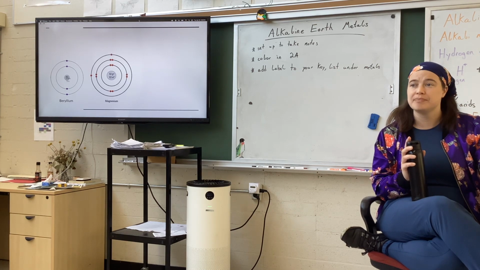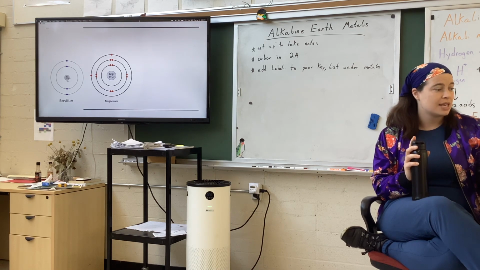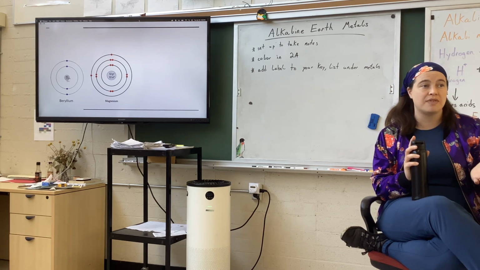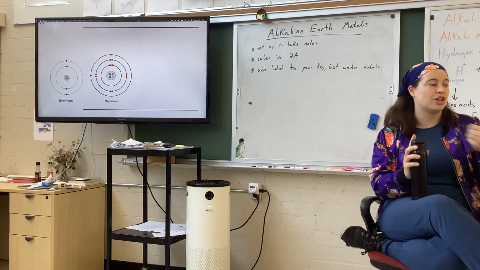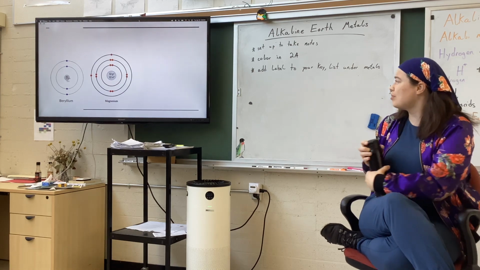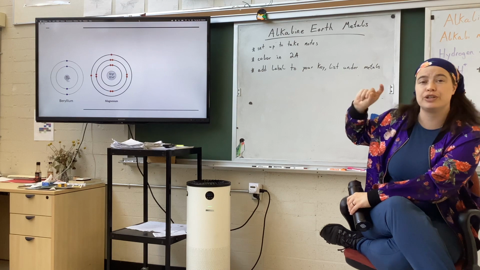For magnesium, 12 protons, 12 neutrons, because its mass is 24. We've got a total of 12 electrons, so 2 in the first shell, 8 in the second shell, 2 in the third shell. One thing I want to point out, I am not going to be picky about how you do the inner shell electrons.